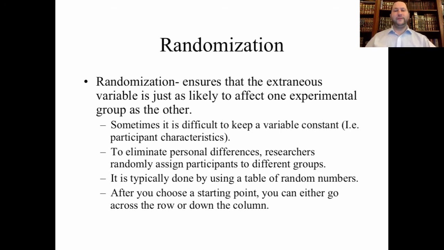Well, randomization. So randomization is the process of neutralizing the effect of outside factors. So you can either do random selection, how you recruit participants, or you could do random assignment, how you put them into groups. But ideally, there should be no bias in how people are put into groups. So randomization is the way to eliminate those personal characteristics, personal differences that people bring in to the experiment with them.